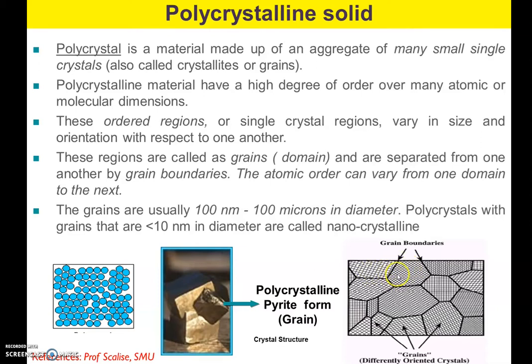Okay, and basically these grains that you get usually range from anywhere from 100 nanometers to 100 microns in diameter. Okay. So in most cases, you always encounter materials that are polycrystalline.